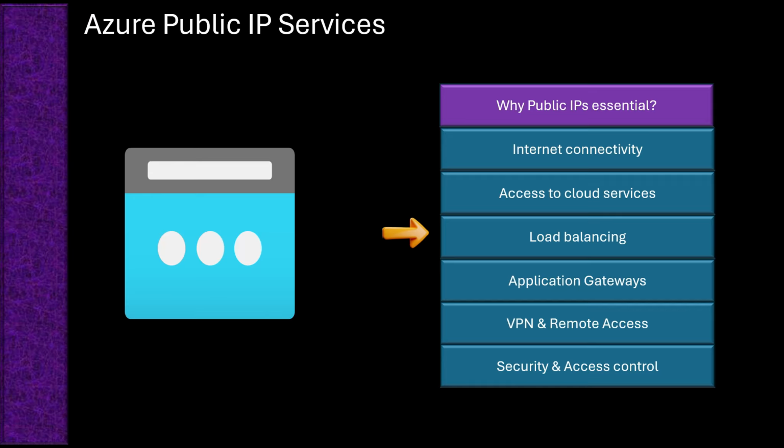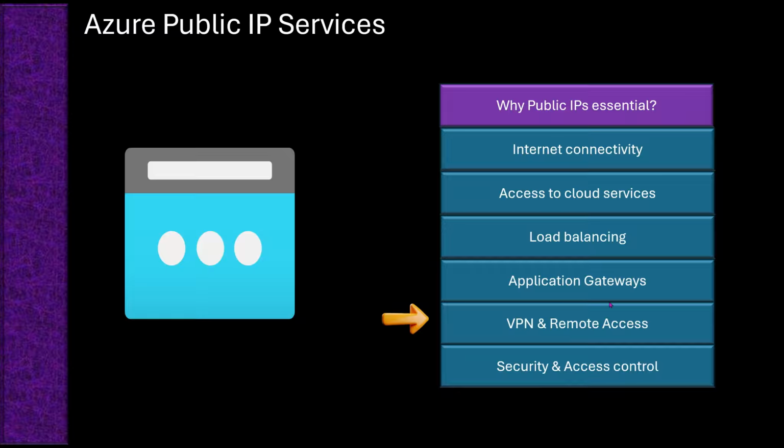Public IPs can be assigned to Azure Load Balancers, which distribute incoming internet traffic to multiple VMs or backend resources. This is crucial for high availability applications that need to handle a large number of requests efficiently. Public IPs allow application gateways to serve as the entry point for web applications. They enable secure, managed, and scalable access to web applications from the internet and support features like SSL termination, traffic routing, and application firewall protection.